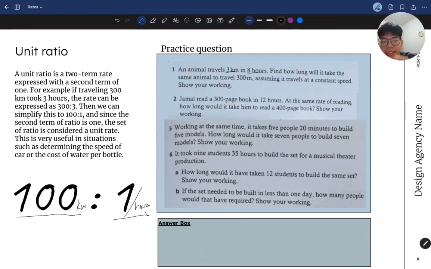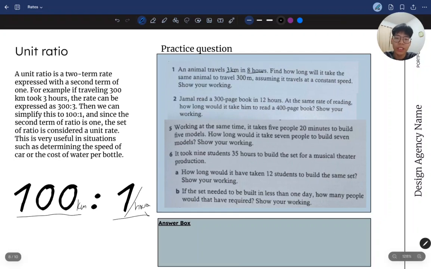And this 1 is the key in unit rate. Anything that's going per 1 is called a unit rate. For example, the traveling per hour, or the cost per bottle, or the cost per guitar, the cost per pair of socks. What's important is that the second one, which comes after per, is 1. Now, using that concept, let's try solving some practice questions here. Let's try practice questions 1 and 2, and you guys should do 5 and 6.